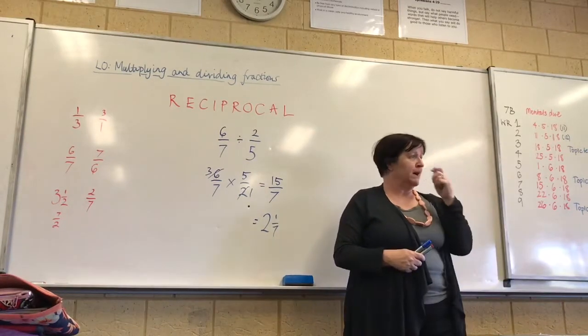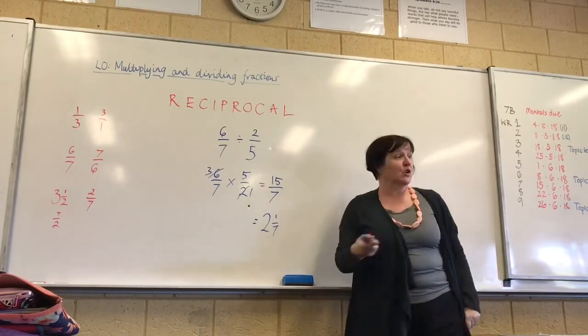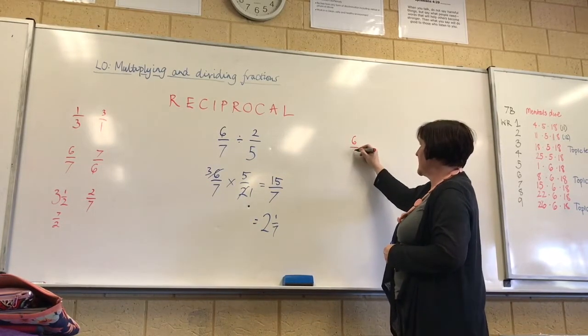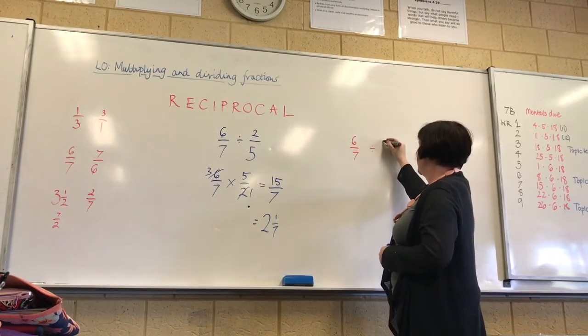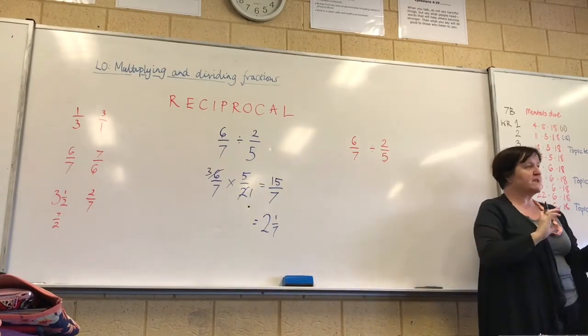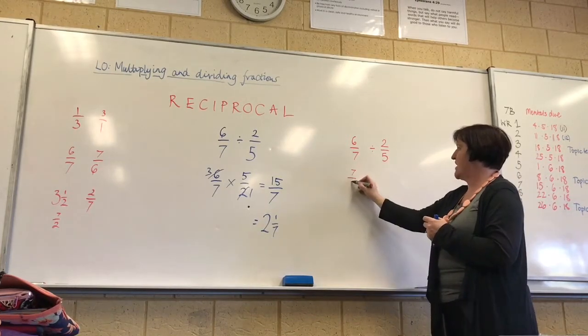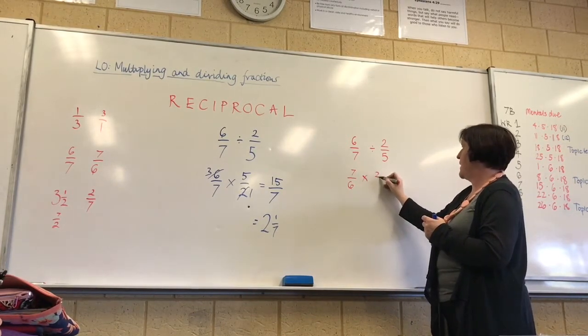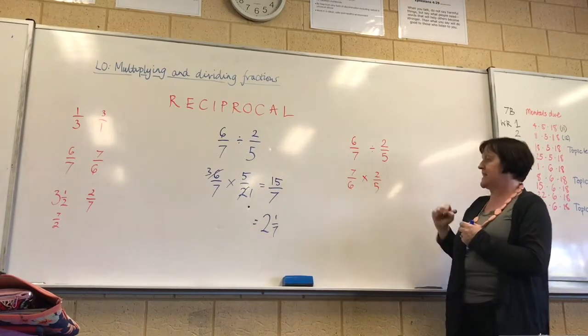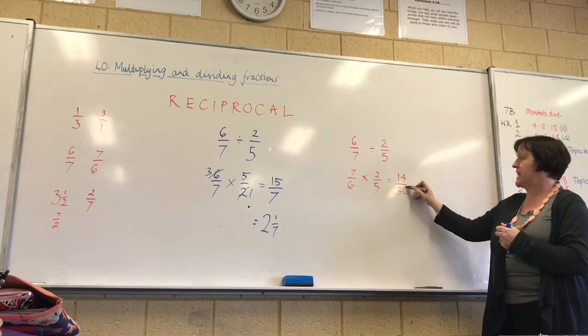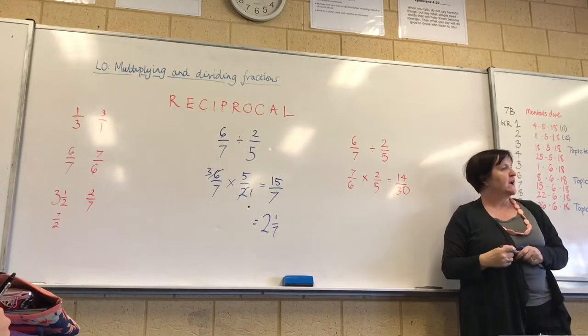Okay? Remember, well, let's have a look, because Montana asked a question. She said, do you have to do it to the second one? So if we've got 6/7 divided by 2/5, if we find the reciprocal of the first one and then divide, 7/6 multiplied by 2/5 and leave that as it is, we get 14/30, which is very different, isn't it?